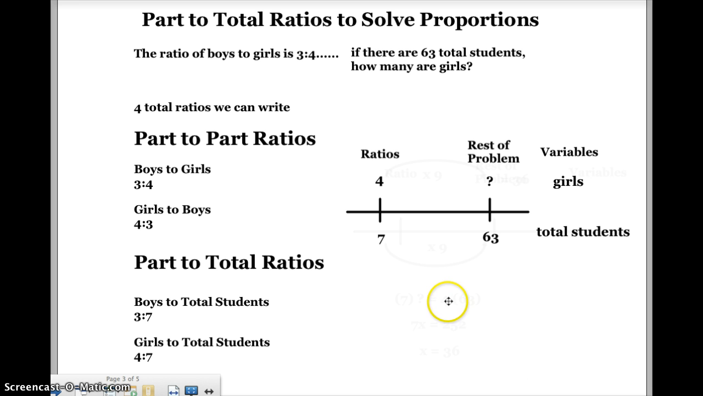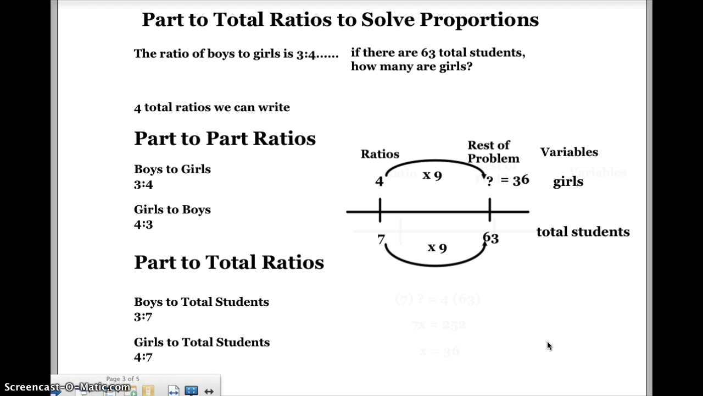Now I have a relationship between 7 and 63 that some of you may be able to see. I can multiply 7 by 9 to get 63. So I'm going to do the same thing on the top. I'm going to multiply 4 by 9 to get my answer for the number of girls. 4 times 9 is equal to 36 girls.